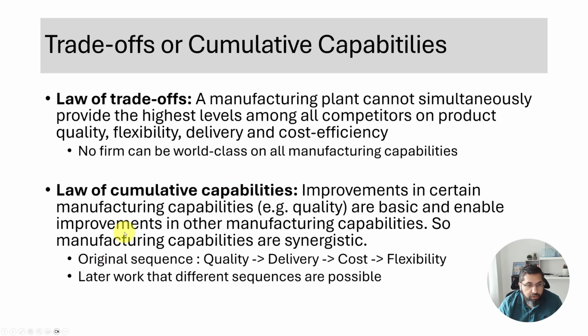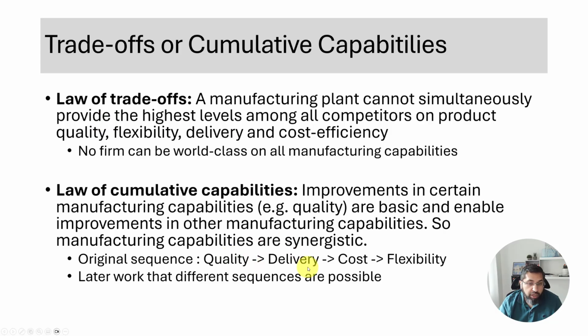The law of cumulative capabilities, or the theory, as the original authors of that theory would like to call it, said you first have to improve quality, then you go for delivery, which is reliable delivery, lower lead times, faster delivery, then you improve on cost, and then finally you go for flexibility once you've got delivery, cost, and quality down. But later work found there were different sequences possible. There's not one sequence. Different companies go through different sequences to improve on all 4 dimensions at the same time, or without trade-offs, without trading off one.